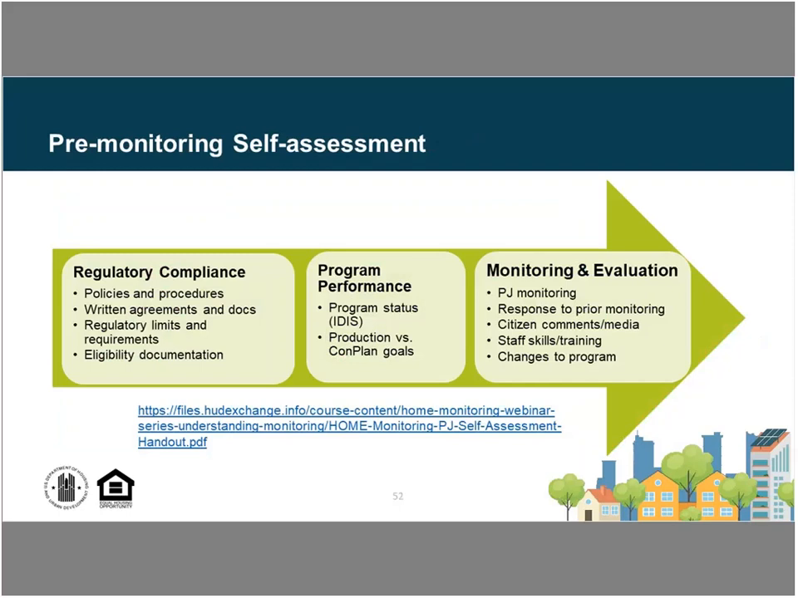And then this slide really shows the different elements of the self-assessment review. These are all, goes into great detail within that self-assessment tool that we put together. So there's a section that goes over regulatory compliance. That's looking at the policies and procedures, the written agreements, the regulatory limits, and the eligibility documentation. It also reviews program performance, looking at your IDIS information. Is it current? Is it accurate?